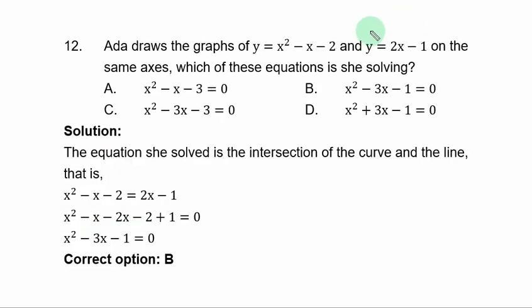Question 12. Ada draws the graphs of y equal to s squared minus s minus 2 and y equal to 2s minus 1 on the same axis. Which of these equations is she solving? Solution. The equation she solved is the point of intersection of the curve and the line, that is s squared minus s minus 2 equal to 2s minus 1.